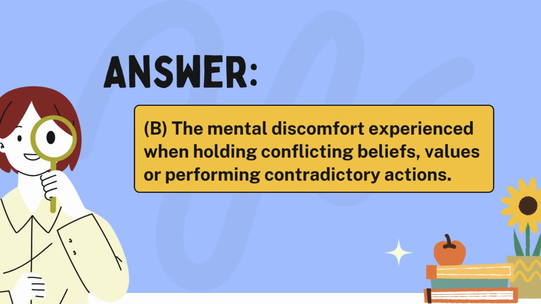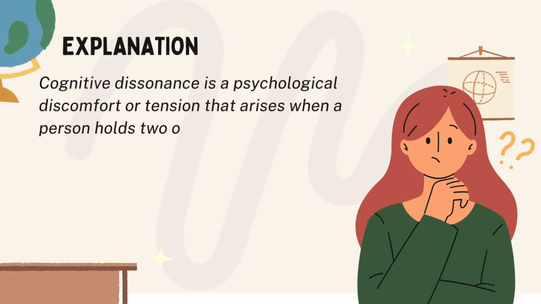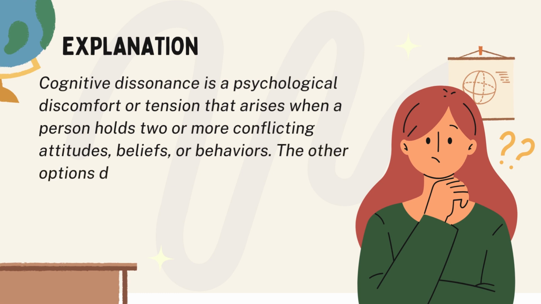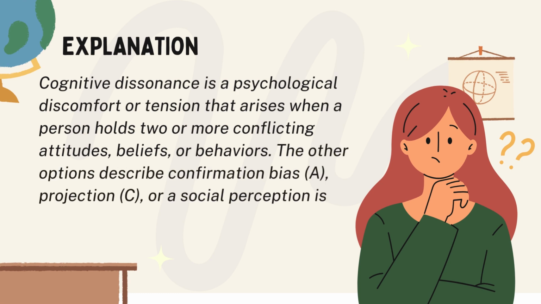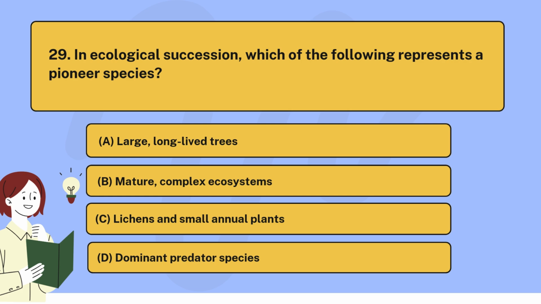Answer: B. The mental discomfort experienced when holding conflicting beliefs, values, or performing contradictory actions. Cognitive dissonance is a psychological discomfort or tension that arises when a person holds 2 or more conflicting attitudes, beliefs, or behaviors. For example, knowing smoking is bad for your health, belief, but continuing to smoke, behavior, creates dissonance. The other options describe confirmation bias, A, projection, C, or a social perception issue, D, not cognitive dissonance specifically.